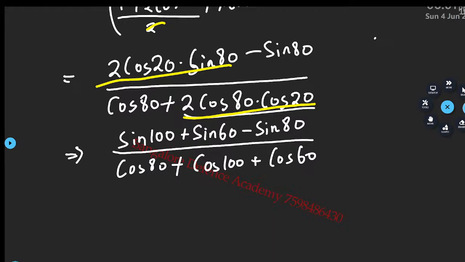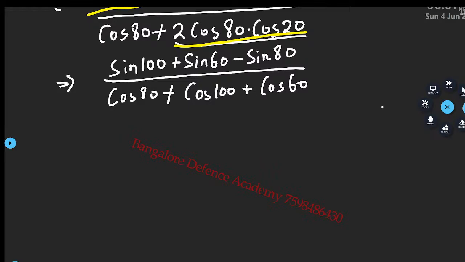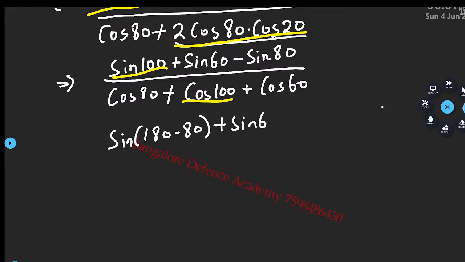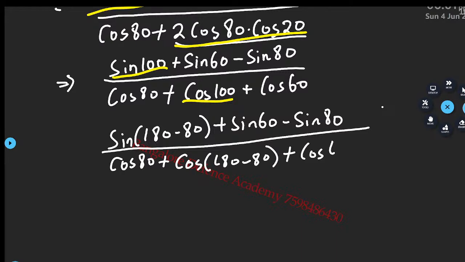Cos(A+B) plus cos(A−B). Okay, now look at this. This angle 100 is in the second quadrant. Okay, look here, this is in the second quadrant. So what can I do? I can write it as sin(180−80) plus sin 60 minus sin 80, whole divided by cos 80 plus cos(180−80) plus cos 60.